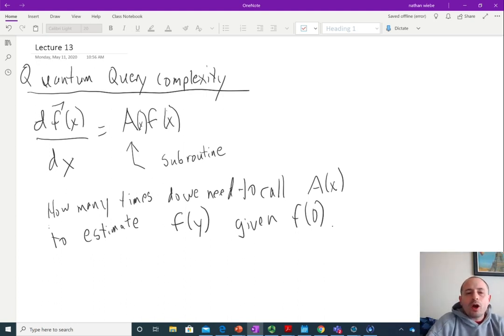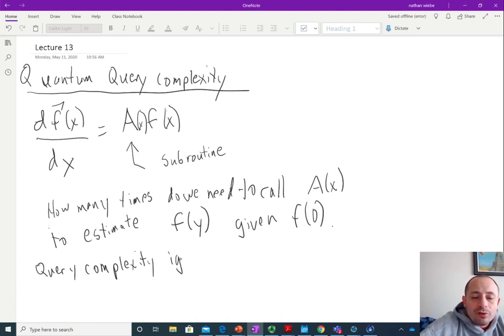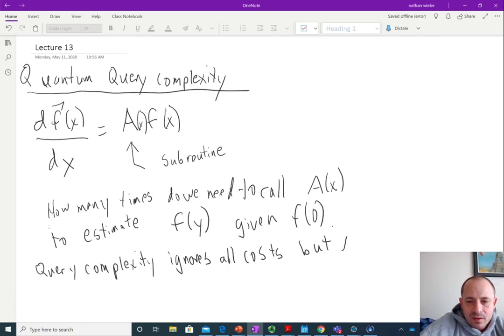Now, the query complexity for this ignores all other costs other than accessing A. So, for example, if we had some constant size calculation that's independent of A, or some even exponentially large calculation that's independent of A, that is not considered in the query complexity. However, in such cases, if there were exponential costs behind it, then query complexity may not necessarily be all that great of a proxy.